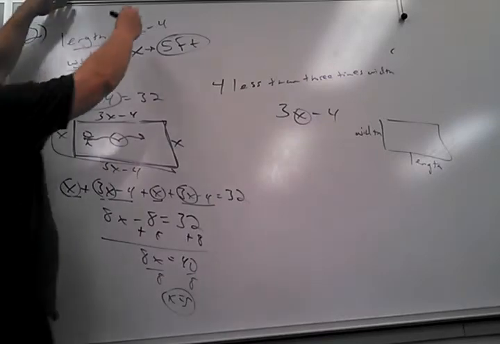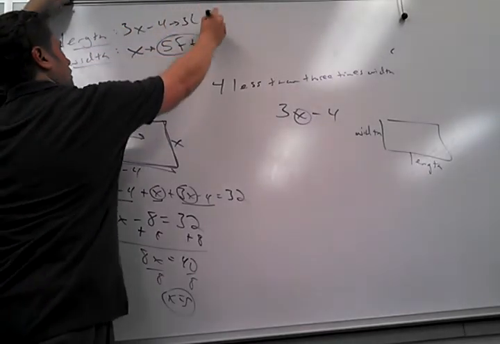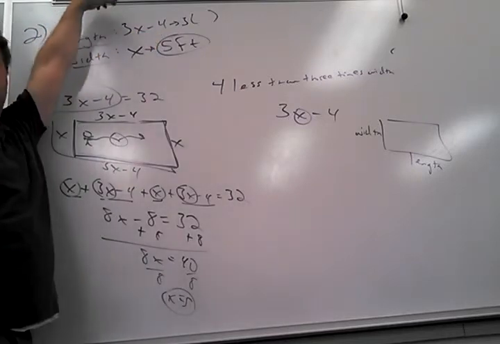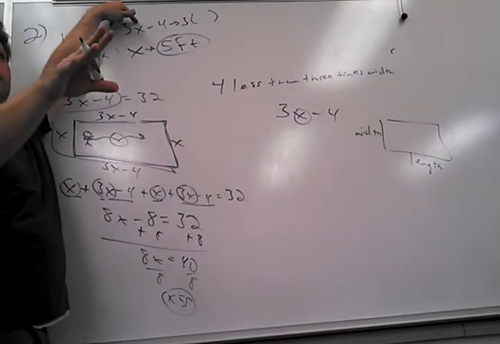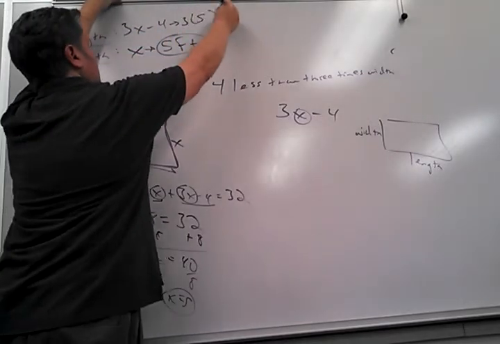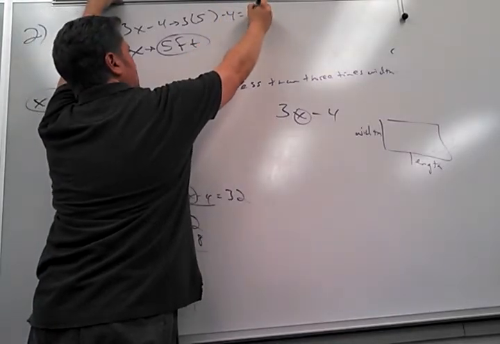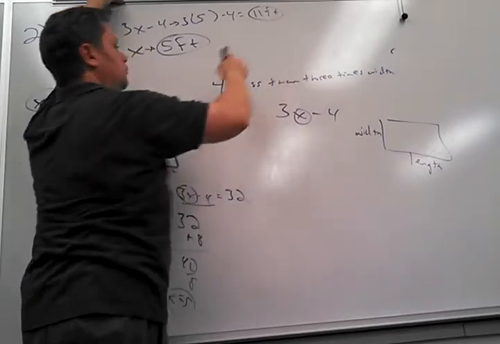3 times 11. Good. Because x is known to be 5. So now wherever you see an x, you can put 5. 15 minus 4. Okay, 15 minus 4. 11. That's 11 plus 11 plus 5.